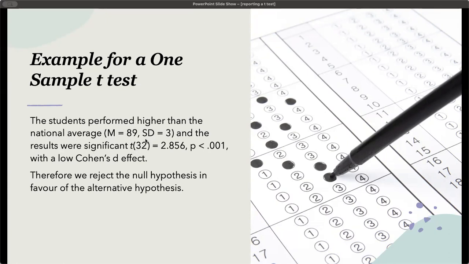T, we've got the degrees of freedom is 32, and then this T statistic is 2.80.56, comma, p is less than 0.001 with a low Cohen's d effect. Therefore, we reject the null hypothesis in favor of the alternative hypothesis. You don't need to say what the Cohen's d effect is here, but you can if you like.